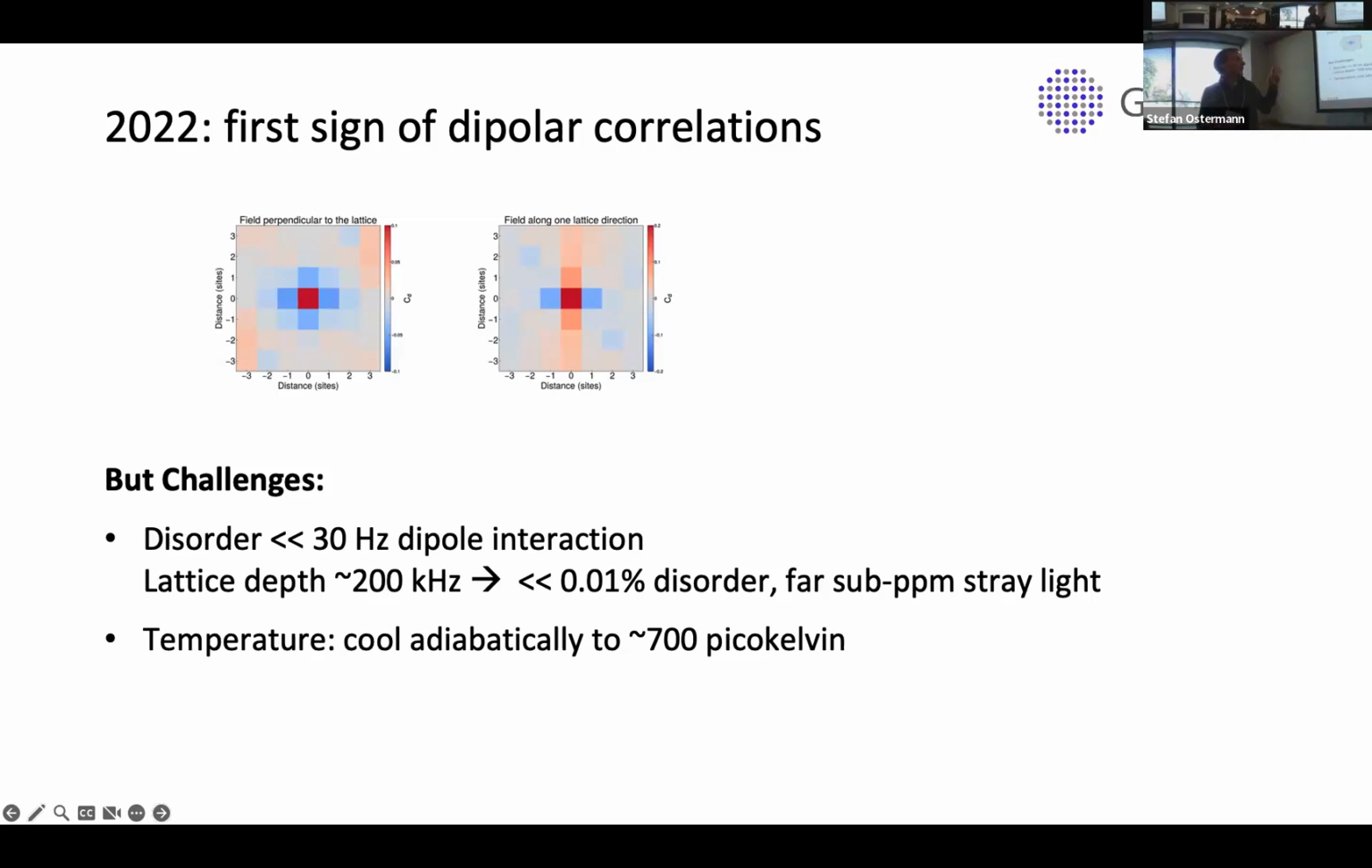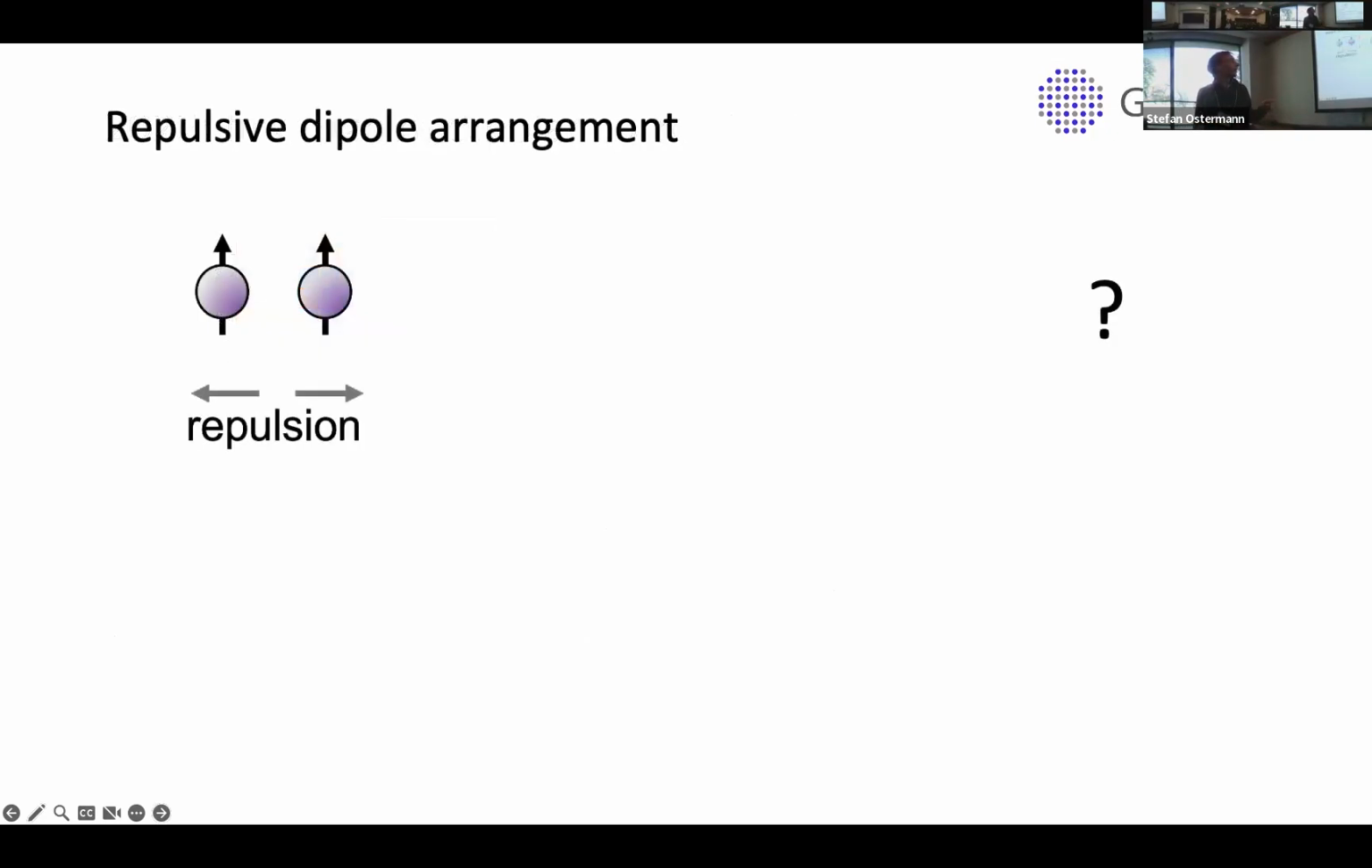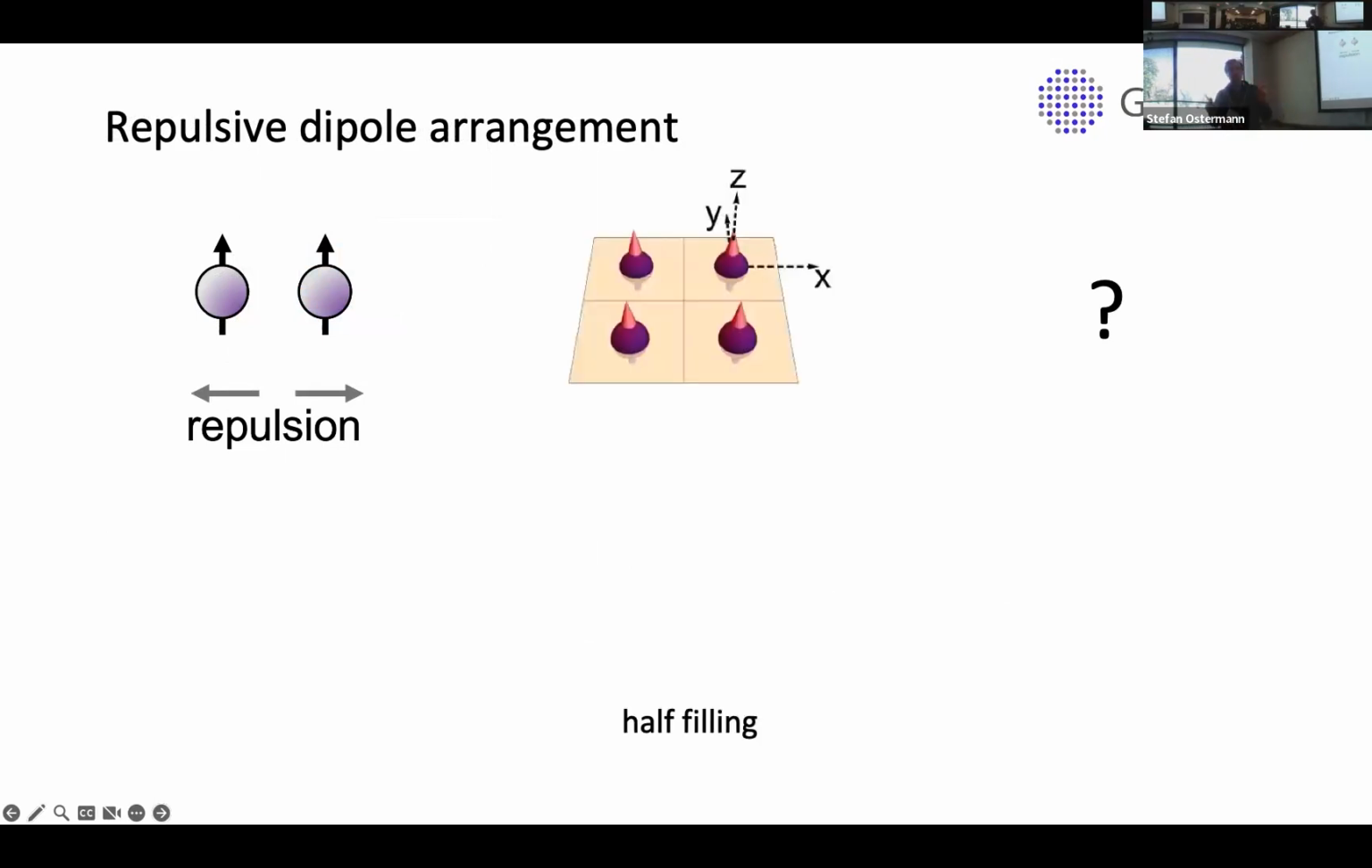Well, after half a year of optimizing and playing with this and endless different attempts on how to send the beams to not create disorder and so on, we do have some nice results that I want to show you. So let's start with a situation where we have repulsion between the dipoles, right? If you have repulsive interaction, what do you expect?